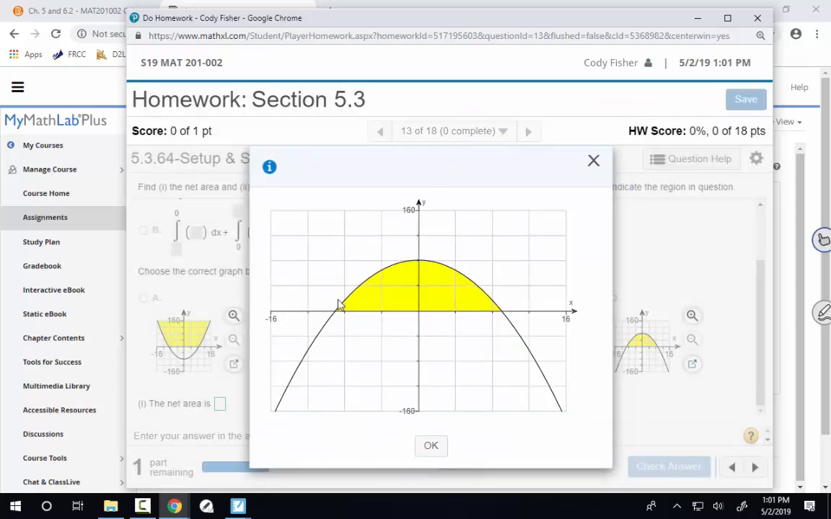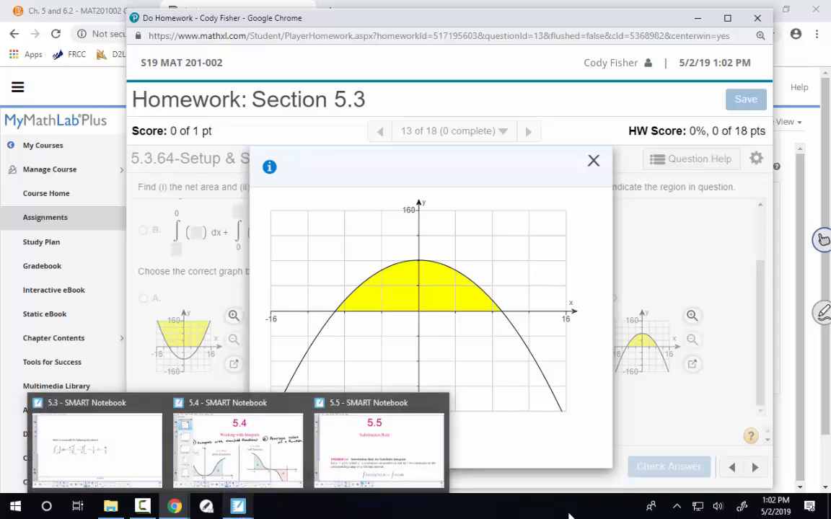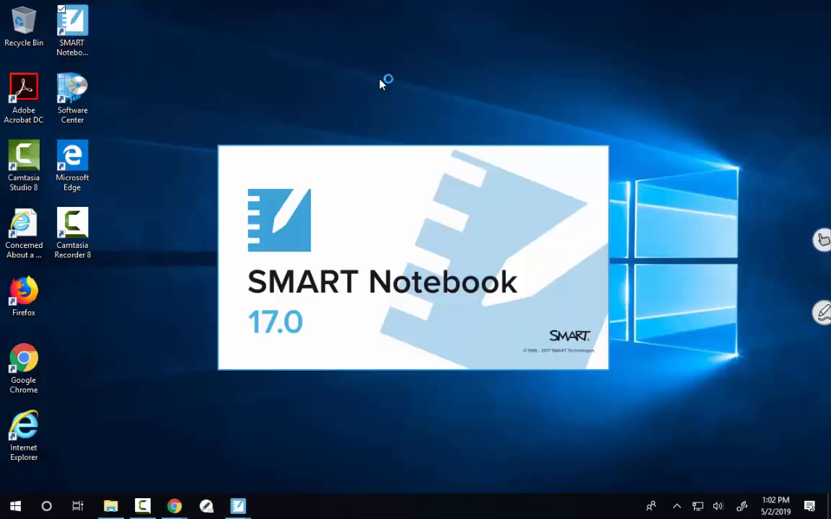So the area here versus the net area? It gave them both the exact same. Yeah, they are the exact same. Here the net area is the area because everything is above the x-axis. Okay. So if we have something, let me show you.